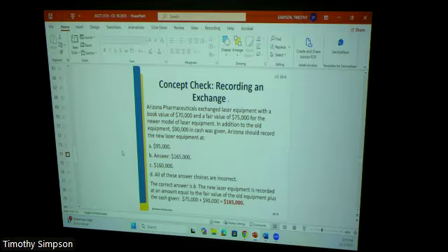Remember, we're booking assets. Acquisition of assets is booked at the fair value. Fair value is considered to be $75,000, and $90,000 cash was given. So this is the booking of that transaction.